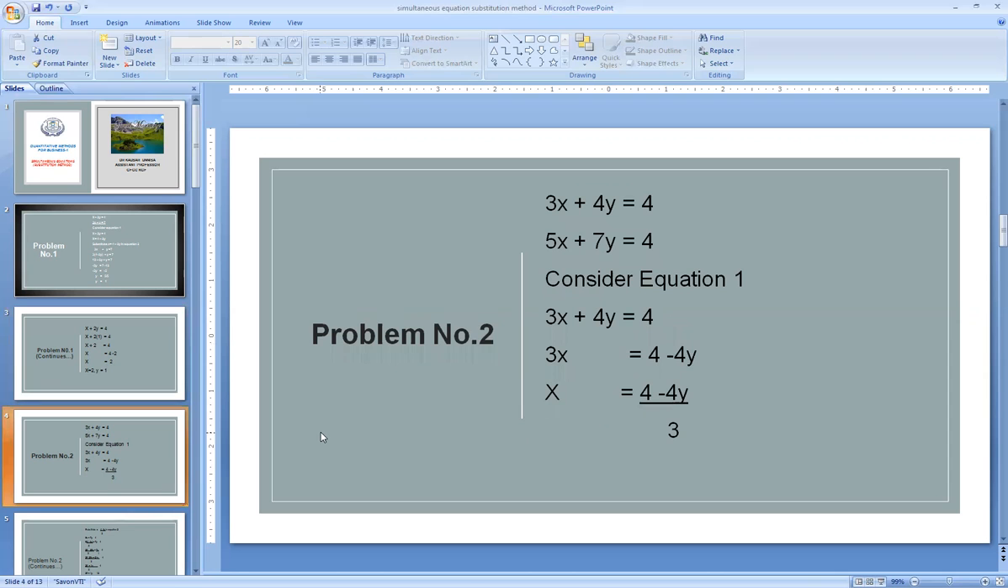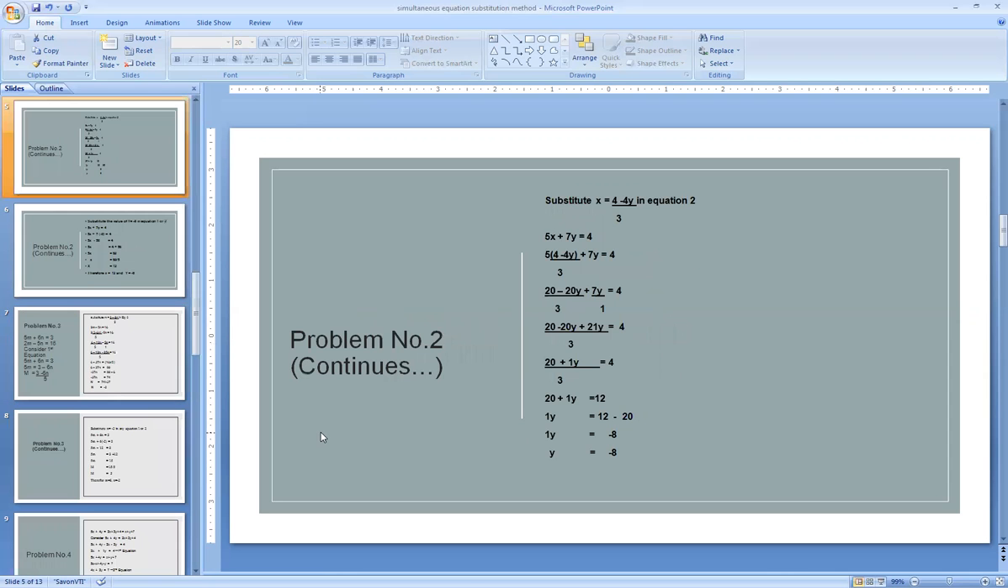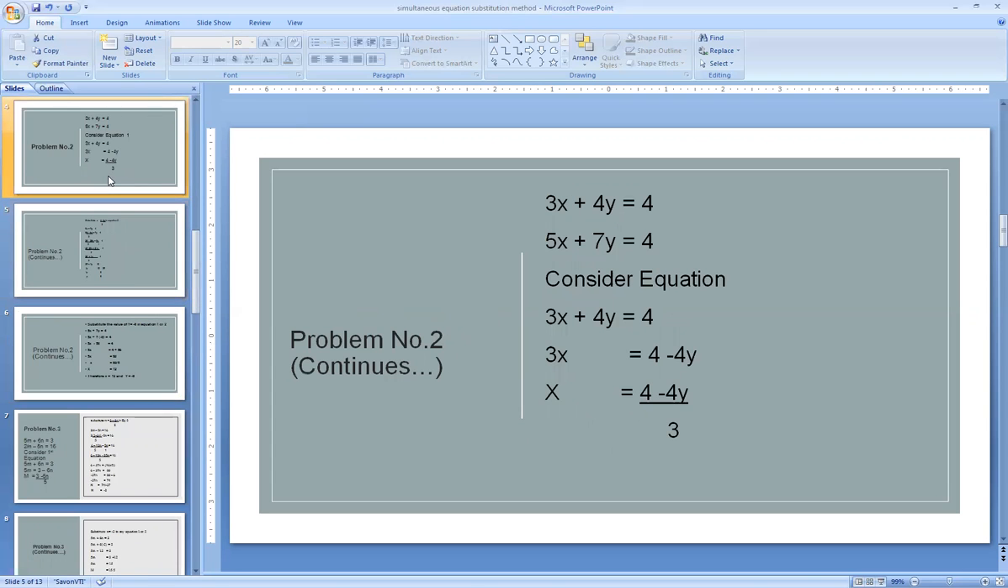Let us take the second question. The first equation is 3x plus 4y equals 4. The second equation is 5x plus 7y equals 4. These are the two equations given. Any one equation you have to consider first. If you are considering the second equation, the value you get for x or y has to be substituted in the first equation. If you are considering the first equation, whatever value you get for x has to be substituted in the second equation.